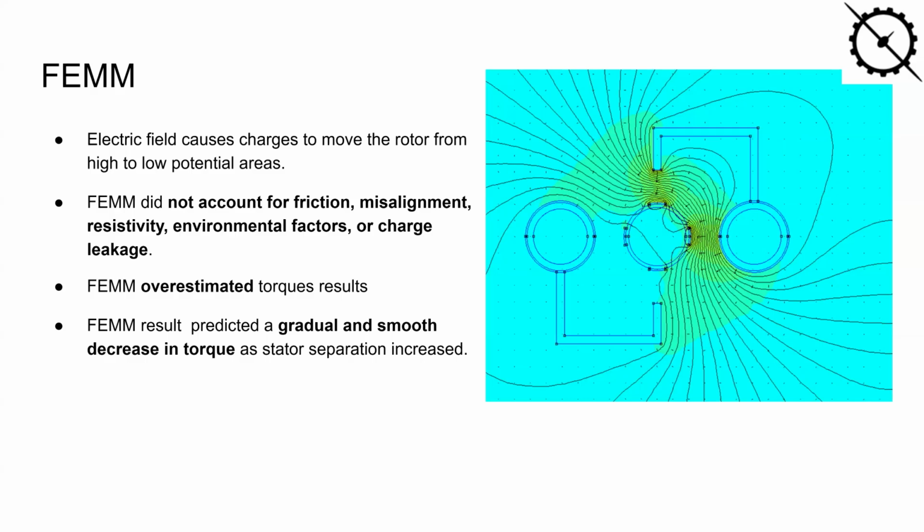The FEM result predicts a gradual and smooth decrease in torque as the separation distance increases. In our experiment it was similar, but at 3 centimeters it completely dropped off to zero, and so you wouldn't be able to see the toilet paper spin at all.